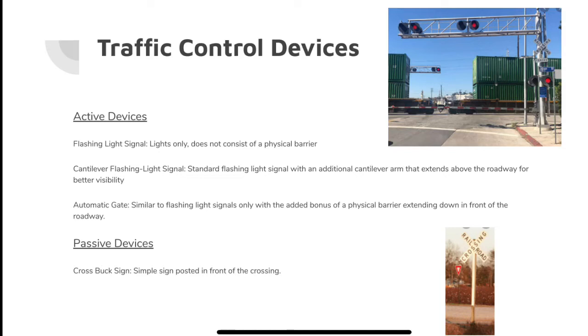And passive devices tend to be a lot riskier for the average driver. These are your crossing signs, which are simply a sign. And if a train doesn't blow its horn because it's in a quiet zone, or the driver simply doesn't see the train coming because there are no lights, they could be in huge danger of a potentially fatal accident.